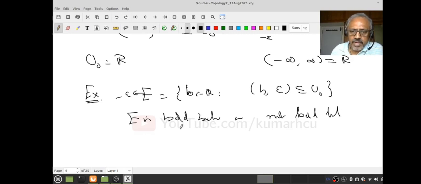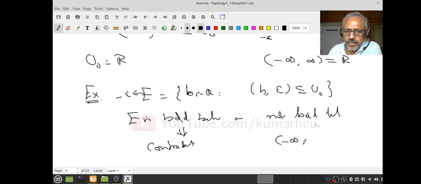Okay? And bounded below will lead to some contradiction. Therefore it's not bounded above. If it's not bounded below, then you have to prove minus infinity to epsilon is contained in U0. And you already know minus epsilon to infinity is contained in U0. All these things will prove U0 equals R.